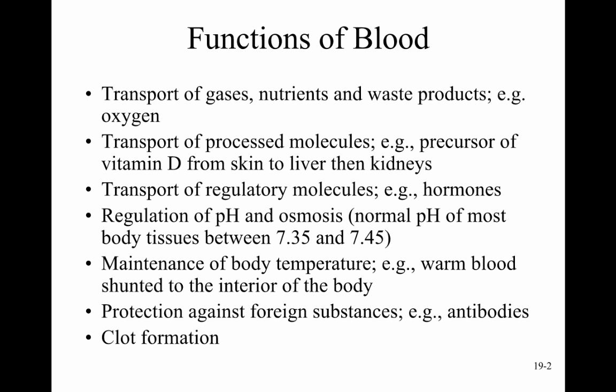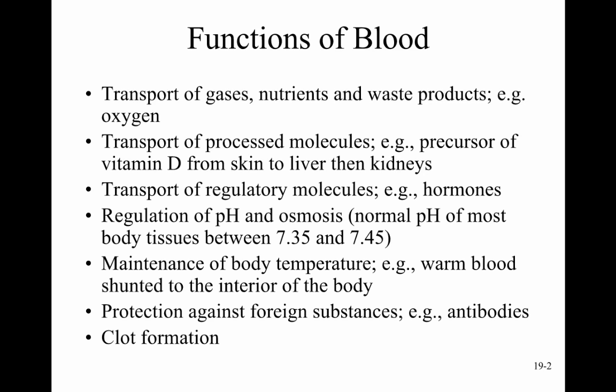Like oxygen is a gas that gets dissolved in your blood and carried on red blood cells to the rest of your body. It carries nutrients also, and then waste products like carbon dioxide will go through your blood to be released through your lungs. Transport of processed molecules, like the precursors of vitamin D, so it takes it from your skin to your liver and then to your kidneys. Your blood is what's transporting those kinds of molecules.